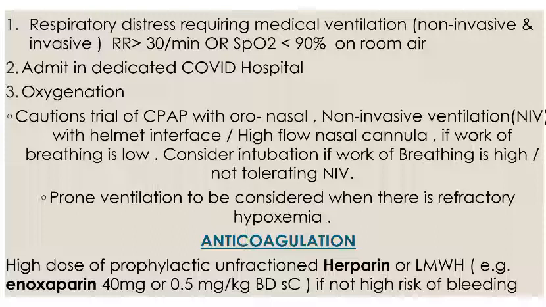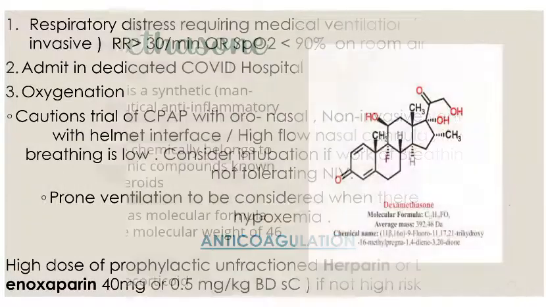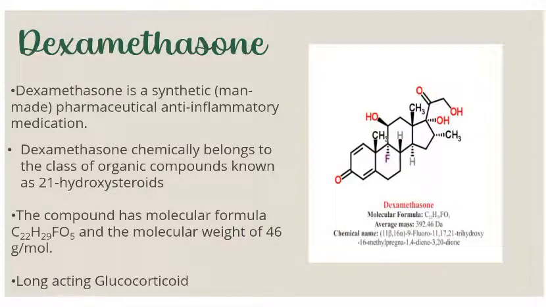Cautious trials of CPAP with oronasal non-invasive ventilation, high flow nasal cannula if work of breathing is low, and intubation if work of breathing is high. The patient is also administered a high dose of prophylactic unfractionated heparin or low molecular weight heparin such as enoxaparin because if not, there is a high risk of bleeding. The etiotropic drug administered is dexamethasone.